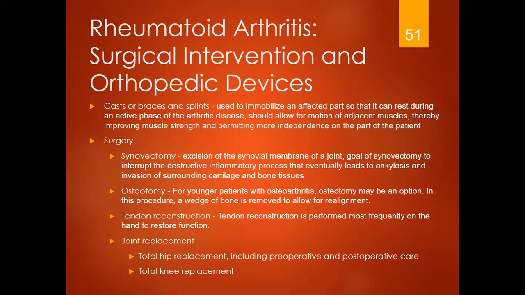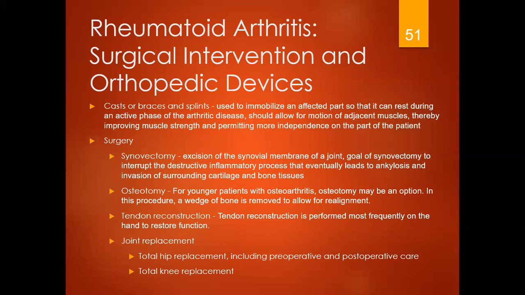We may do a synovectomy or an excision of the synovial membrane around the joint. This would help to interrupt the destructive inflammatory process that would lead to the ankylosis and invasion of surrounding cartilage and bone tissues, or an osteotomy, especially if the patient is younger. Go in and we're going to take out a part of the bone so that the bone can realign.